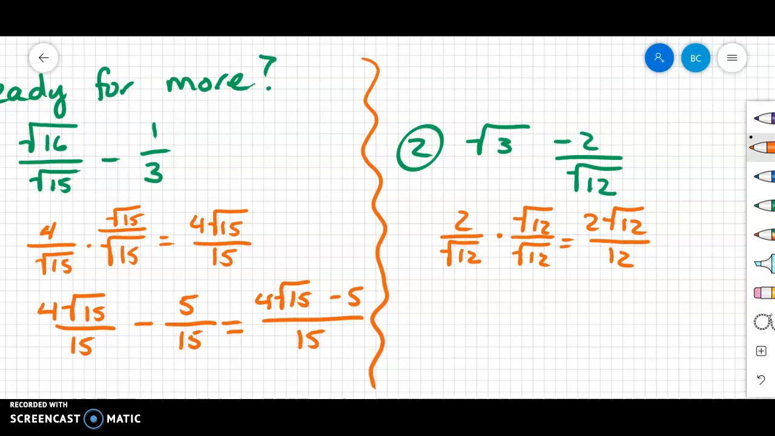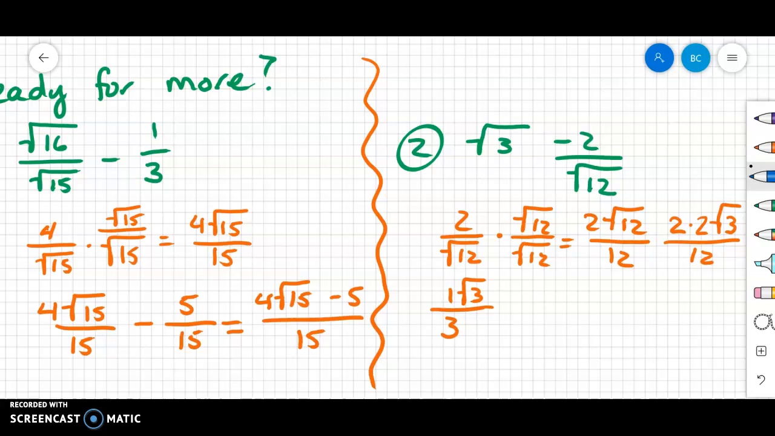When I get to this point, I still have to simplify this. So the square root of 12, 12's factors are 4 times 3, so this is going to be 2 times 2, which is the square root of 4, times the square root of 3, all over 12. And then I can reduce this 4 over 12, so that term becomes 1 over the square root of 3, and I've got my square root of 3 up there. So all I've done so far is simplified this term.